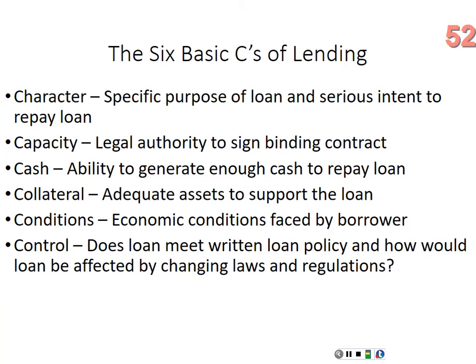Collateral. Is there adequate assets to support the loan? Pretty straightforward. If you're buying a car, that's going to be the collateral. Most banks, this has changed over the years somewhat, but most banks like to loan about 80% of the purchase price of a vehicle, although now it's not unusual to have 100% loans. 80% would make me more comfortable.